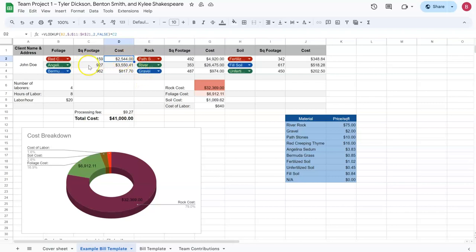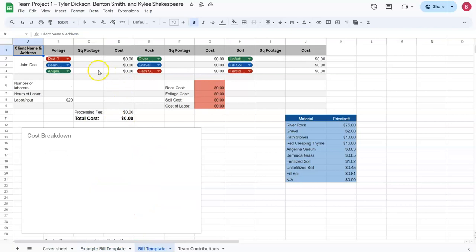So VLOOKUP is here, sum is here, ceiling.math is here, XLOOKUP is right here, and what was the other one? Rand between. Rand between is how we filled in all of these square footages. On the build template, they're blank, they're for normal input, but the other functions are still there.